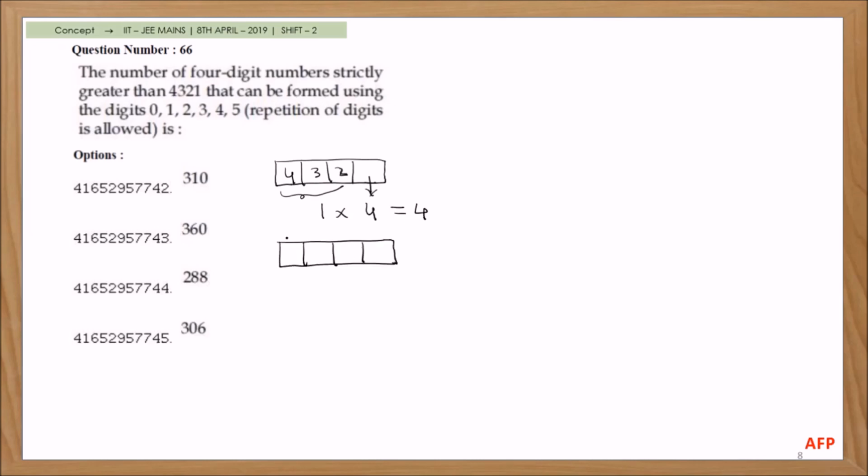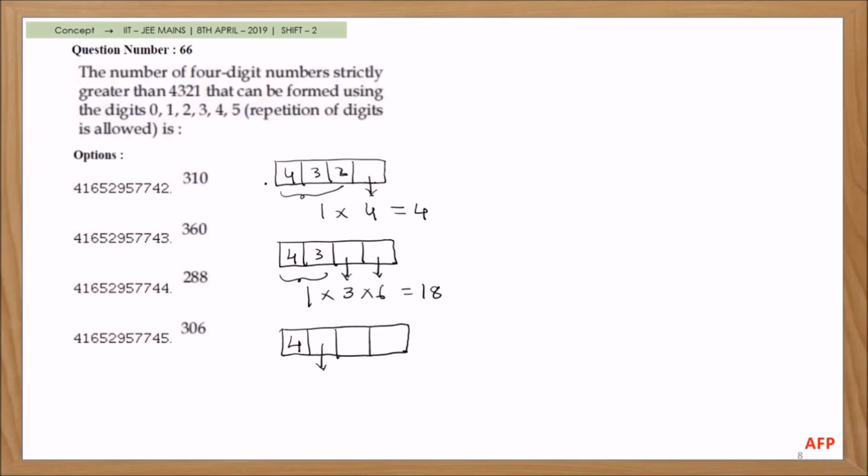Next we will place 4 here, 3 here. What is the possibility for 2 here? More than 2 means 3 possibilities, 3 numbers. Next, here all the 6 numbers can be placed. So this is one possibility. Here it is 18.